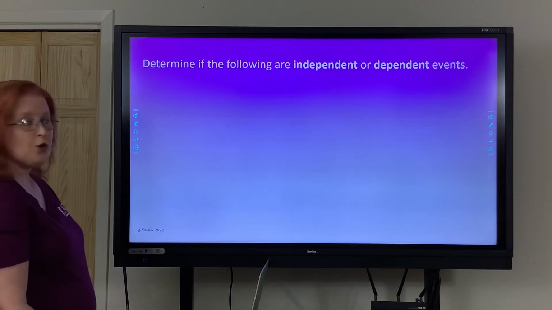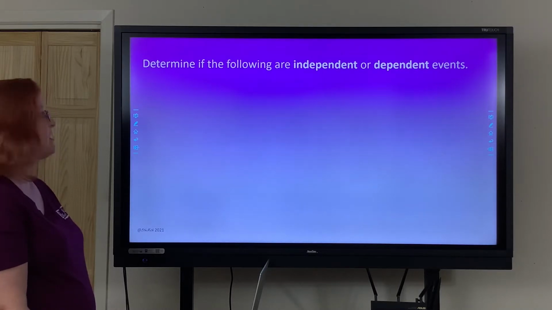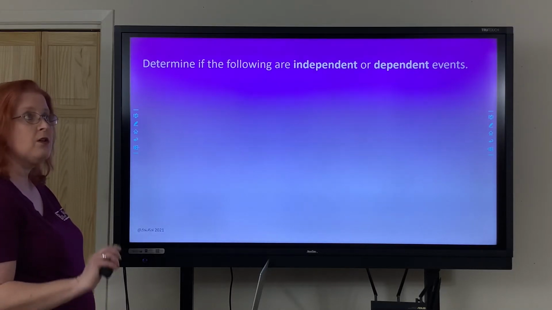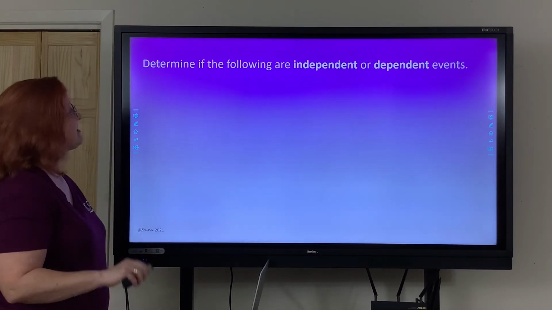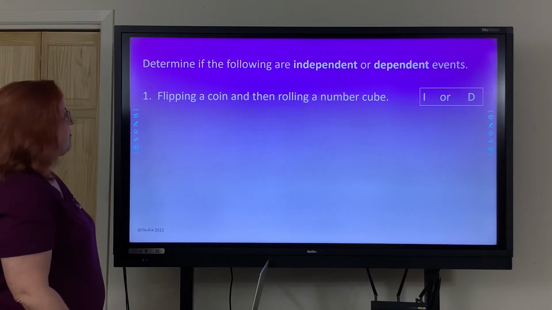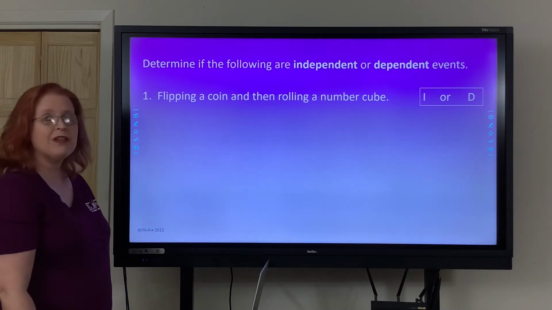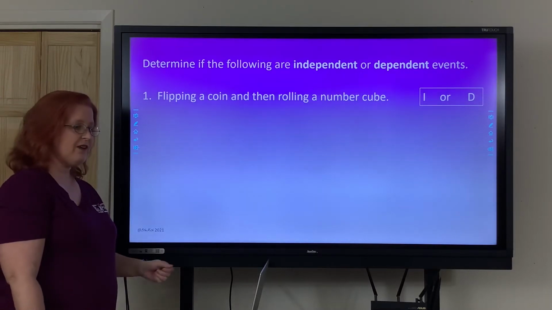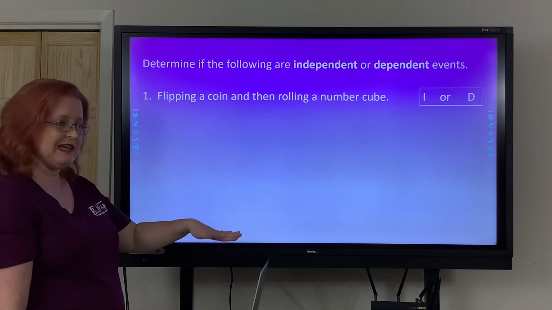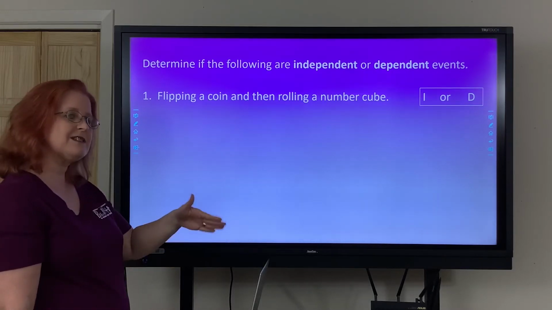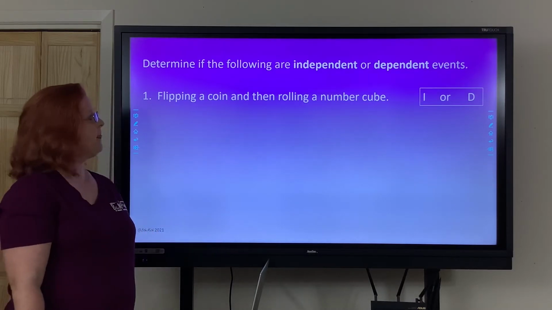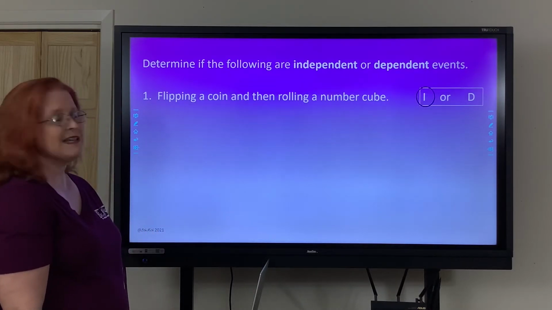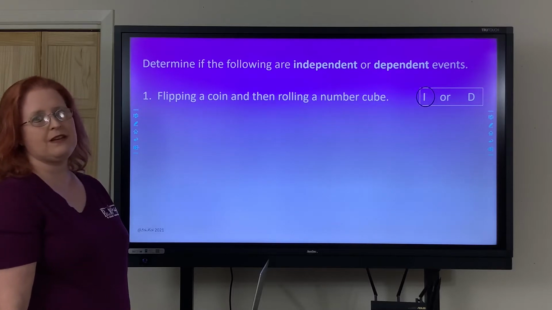All right, determine if these are independent or dependent. Knowing which ones they are is very important whenever you're calculating your probabilities. All right, flipping a coin and then rolling a number cube. So if I flip the quarter, it lands, and then I roll the dice. Does that quarter have anything to do with what that dice is going to be? No. So in this case, these would be independent events.